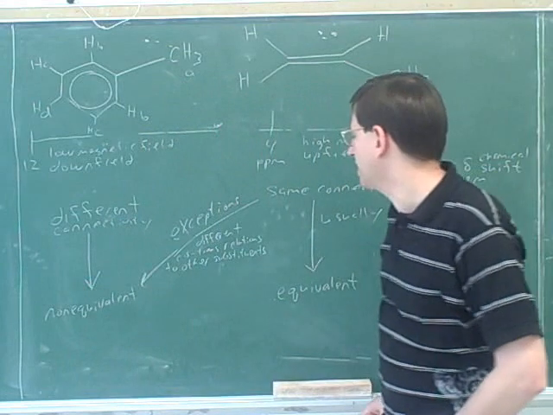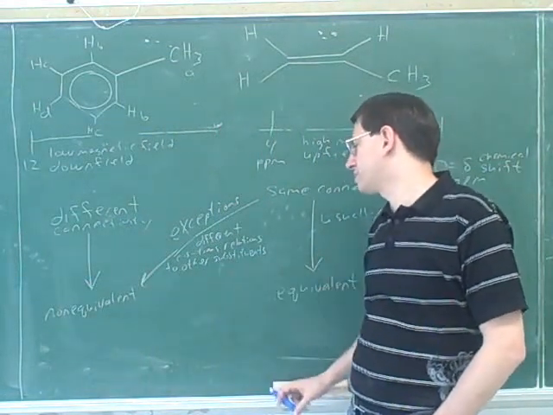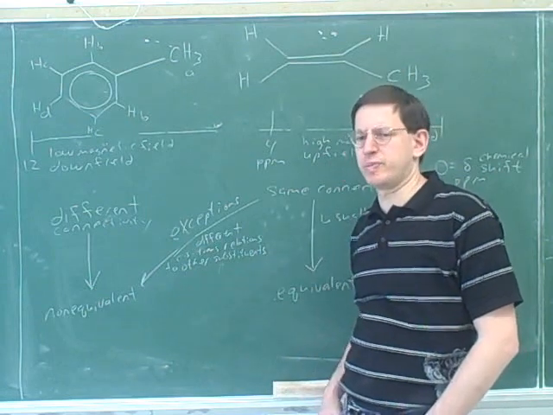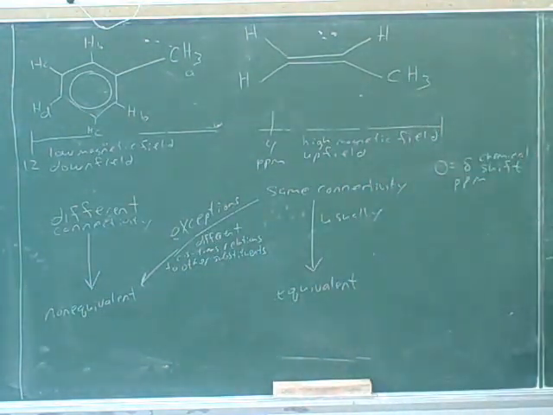If 2 hydrogens have the same connectivity, but one is cis to the other substituents and the other one is trans to the other substituents, those are still non-equivalent. I think this will be pretty intuitive once we see the example.